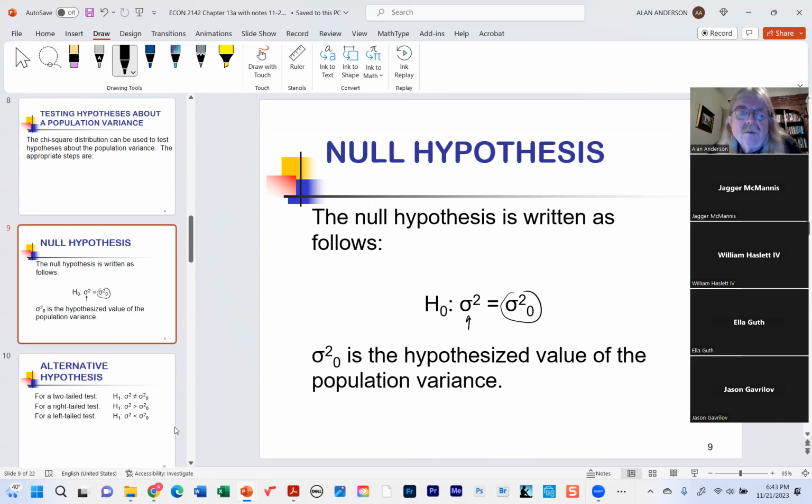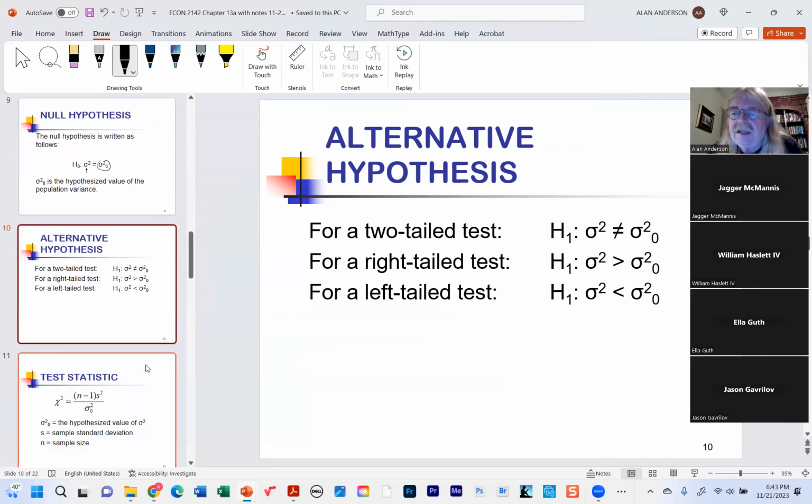Then, once we've written down the null hypothesis, as is so often the case, we have 3 alternatives to choose from. We've got a two-tailed, right-tailed, and left-tailed test, and they're exactly the way you would expect them to be written. The two-tailed test means that the two are not equal to each other. The right-tailed test means that the sigma squared is greater than this constant, and the left-tailed test means that the sigma squared is less than this constant. So these are just perfectly consistent with what we've done in the past, except with the variance instead of the mean.